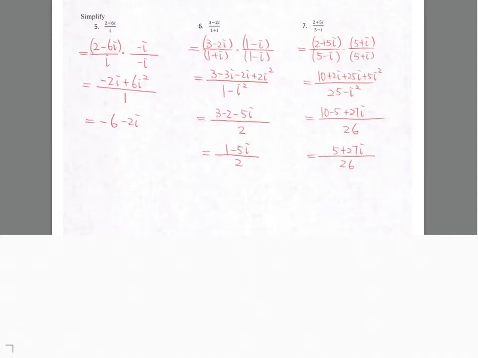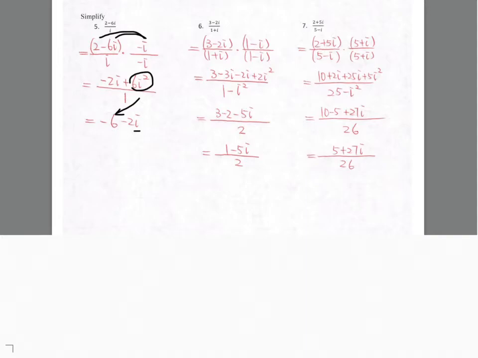And then for your top, you just use FOIL. i is treated like a variable. Okay, so go ahead and multiply. 2 times negative i gives negative 2i. Negative 6i times i gives negative 6i squared, and i squared is negative 1, so this is basically turning into negative 6. Negative 2i stays the same. And when it's dividing by 1, it's just the same number itself. So negative 6 minus 2i for number 5.